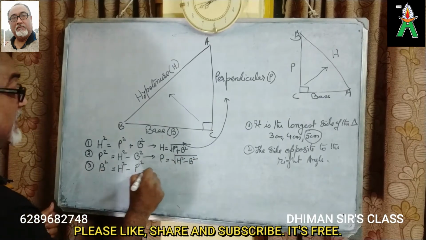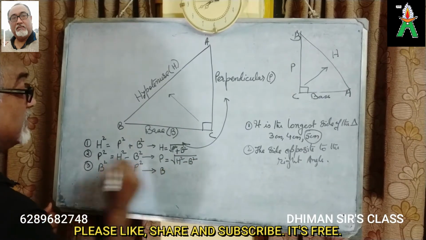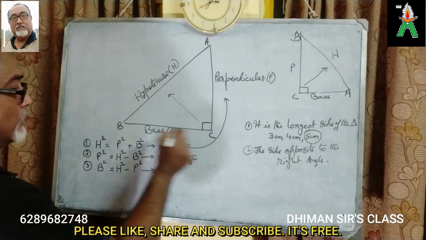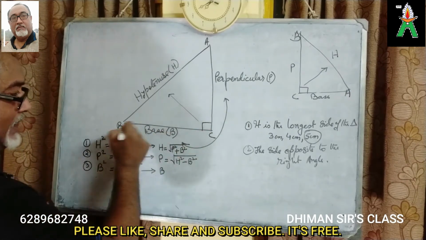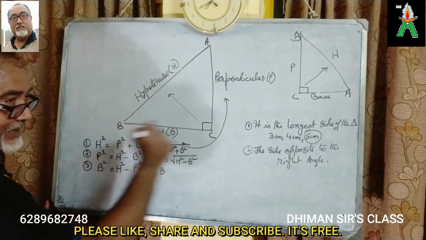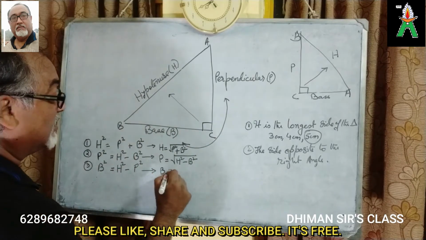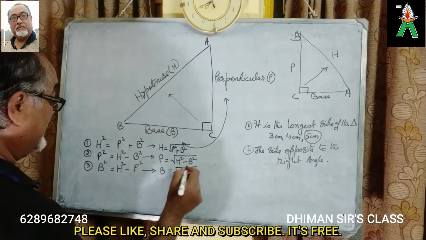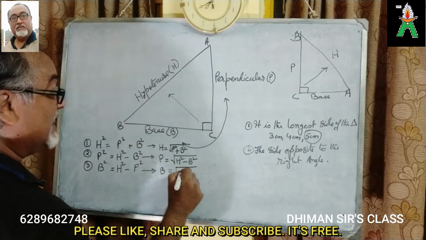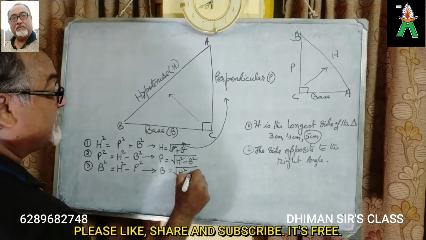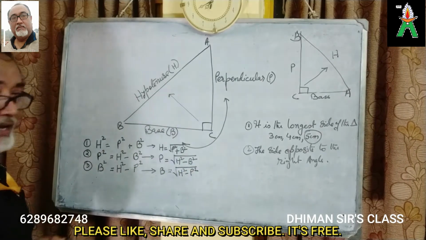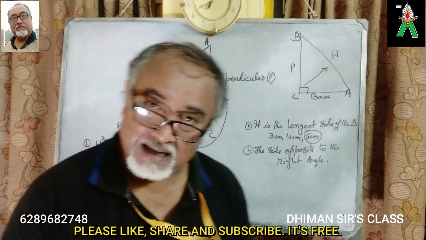And similarly, from b square, we don't want to find the square of the base, we want the length of the base. In that case, b is equal to root over h square minus p square. That's it. That is Pythagoras theorem.